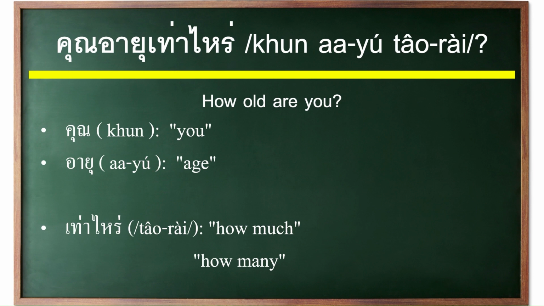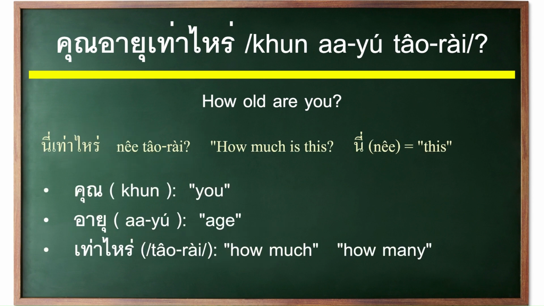Often translated as how much or how many, it is used here to inquire about the number of years. In addition to asking about age, เท่าไหร่ is also commonly used to ask about the price of items. When you want to know the cost of something, you can simply point to the item and ask. นี่เท่าไหร่. This translates directly to, how much is this? นี่ means this and is used to refer directly to the item in question.